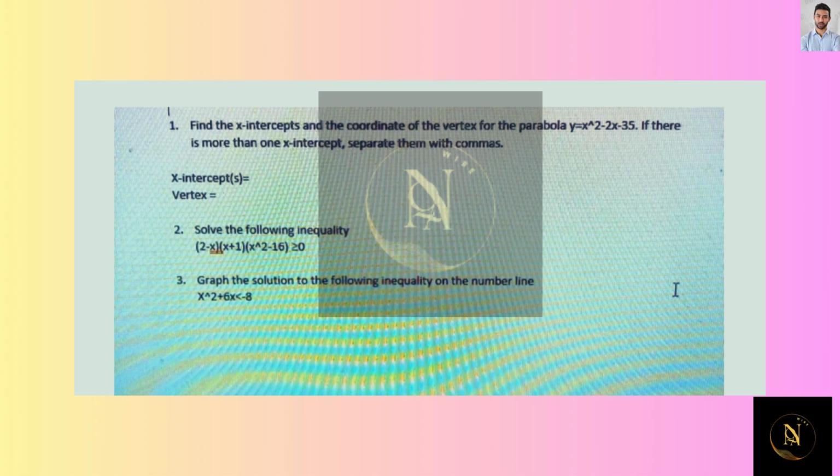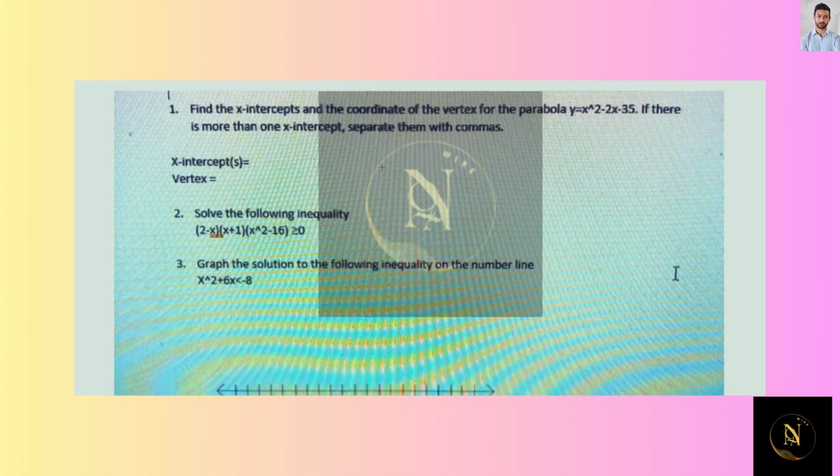For the x-intercepts of this graph, let's solve the equation 0 = y = x squared minus 2x minus 35, which can be in factored form. We'll multiply to negative 35 and add to negative 2. That would be a negative 7 and a positive 5. That's in factored form, which means the x-intercepts are at positive 7 and negative 5.